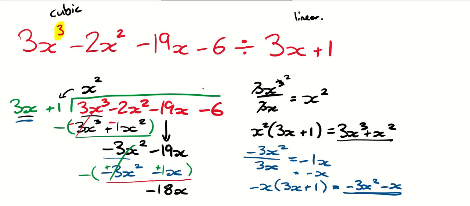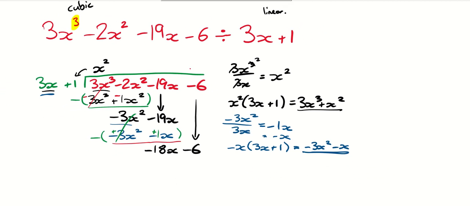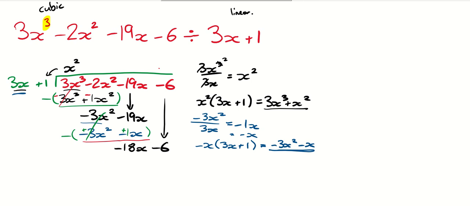18x. Okay, and then we can bring down our 6, minus 6. Okay, we're nearly there. We just got to do the same method one more time. So we take our minus 18x and we divide it by 3x. So 18 divided by 3 is 6, but it'll be minus 6. And that's all it's going to be, because the x's will cancel out.